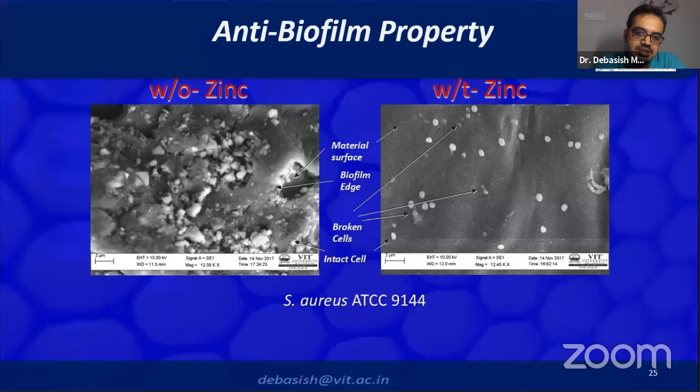Here you see, when we deliberately seeded bacteria onto the polymer surface, the disc we made, in the place where we don't have zinc, there is a thick biofilm formation of bacteria. This thick mat is almost like a sticky grease. But where there is zinc present, you see bacteria are there, but some bacteria have a broken shape, and they are very few in number.